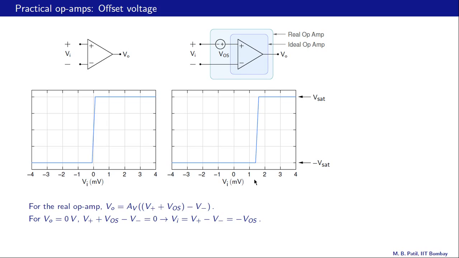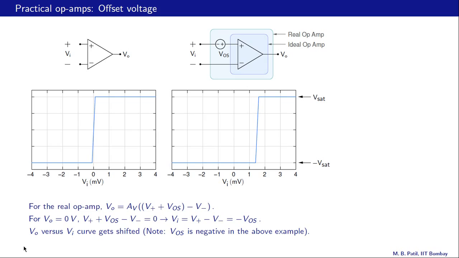Now in this particular example, VO is 0 when VI is something like 1.5 millivolts, and that is minus VOS. So VOS for this particular op amp is minus 1.5 millivolts. The sign of VOS is not so important, its magnitude is really what we are concerned about.